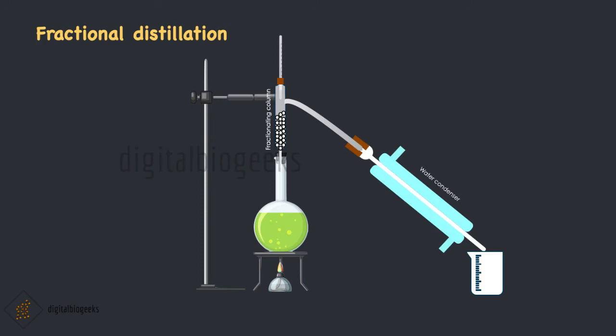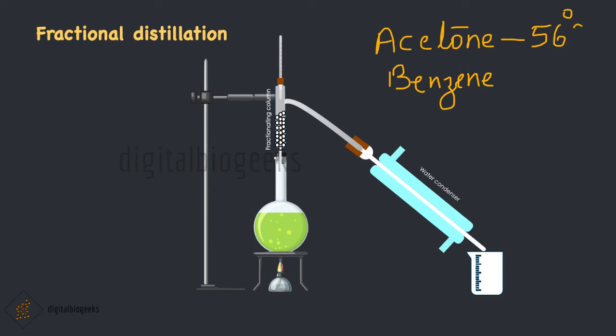Acetone and benzene is a miscible mixture. The boiling point of acetone is 56 degrees centigrade and that of benzene is 80.1 degrees centigrade. The difference in their boiling point is only 24.1 degrees centigrade, which is less than 25. Because of this, we cannot use the distillation method and let us use fractional distillation.